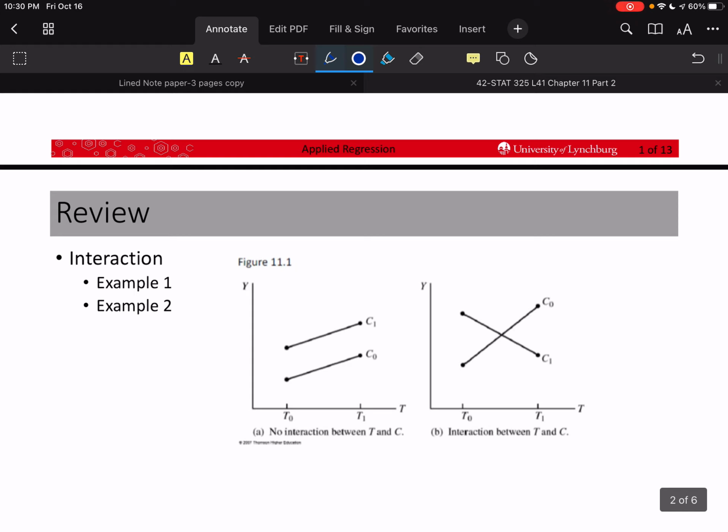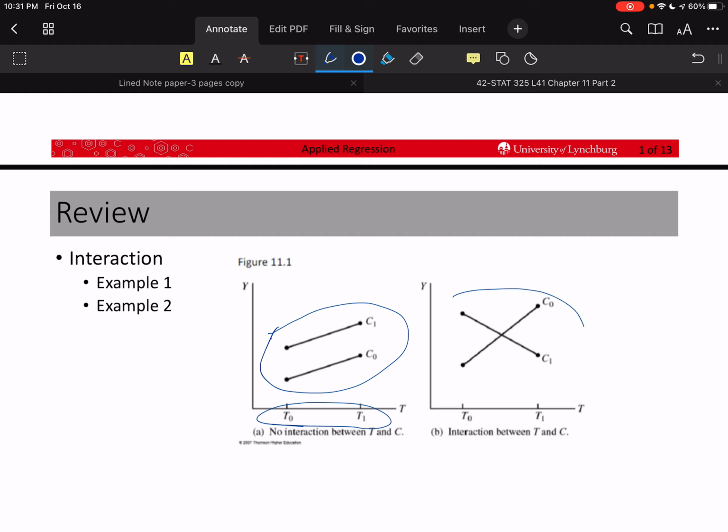So in the last video, we discussed interaction. We said that if we have parallel slopes, in this case, between two levels of a variable, say C, across the levels of another variable, say T, then we do not have interaction. So we can perform a test to see if the slopes are equal, and that basically tests whether the lines are parallel or not. And if they are equal, then we do not have interaction. If the slopes are not equal, then we have interaction, and there are different degrees of that.